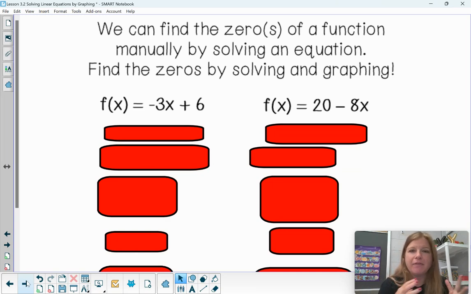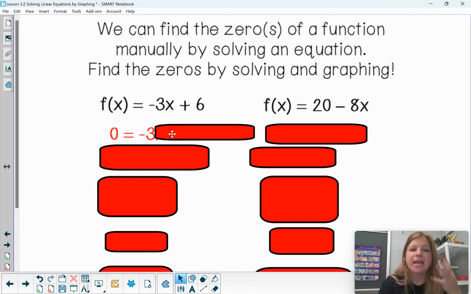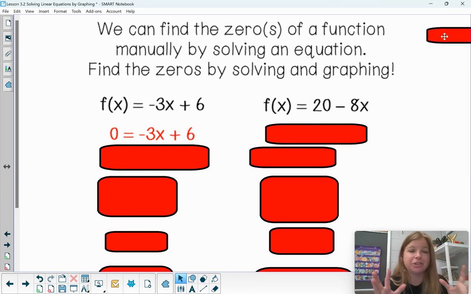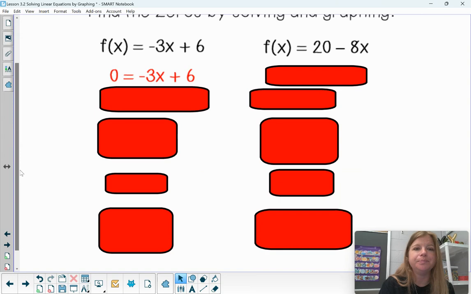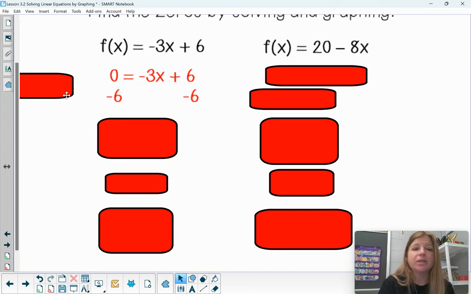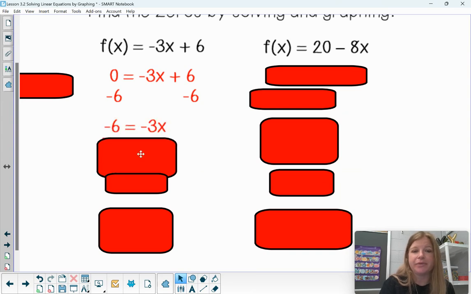And we know that f of x is the function way of saying y equals. If I substitute a 0 in for f of x where y actually is, and I solve this equation, I'm going to be able to find the 0 of this function. So if I take f of x equals negative 3x plus 6, and I replace f of x with 0, which is a way to say that y is equal to 0, and I solve this equation by subtracting 6 on both sides, I end up getting negative 6 is equal to negative 3x.